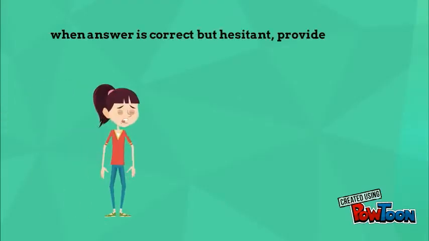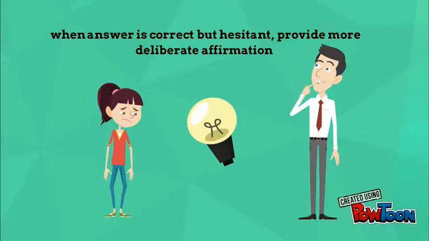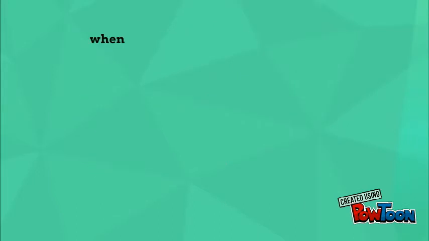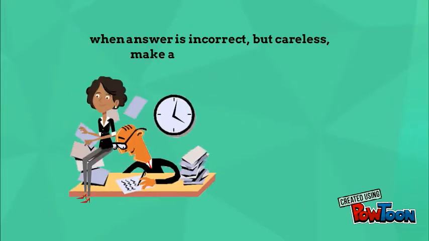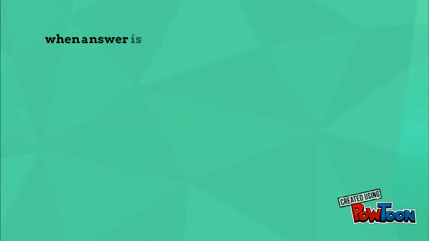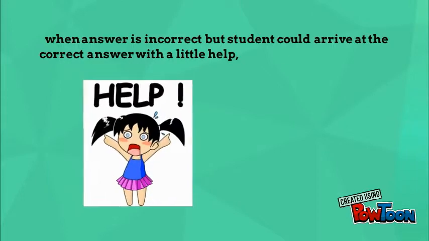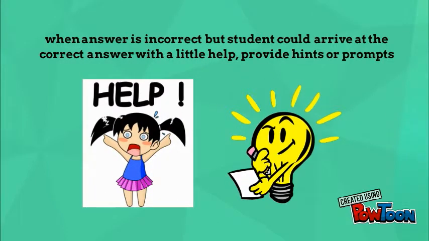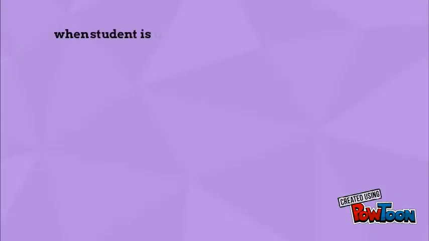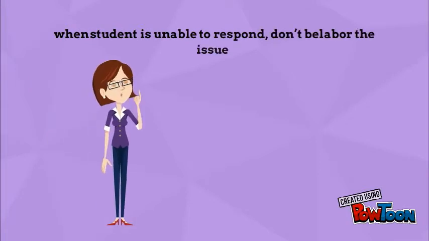When students are correct but hesitant, provide a more deliberate affirmation. When the answer is incorrect but careless, make a simple correction. When the answer is incorrect but the student could arrive at the correct answer with a little help, provide hints or prompts. When the student is unable to respond, don't belabor the issue.